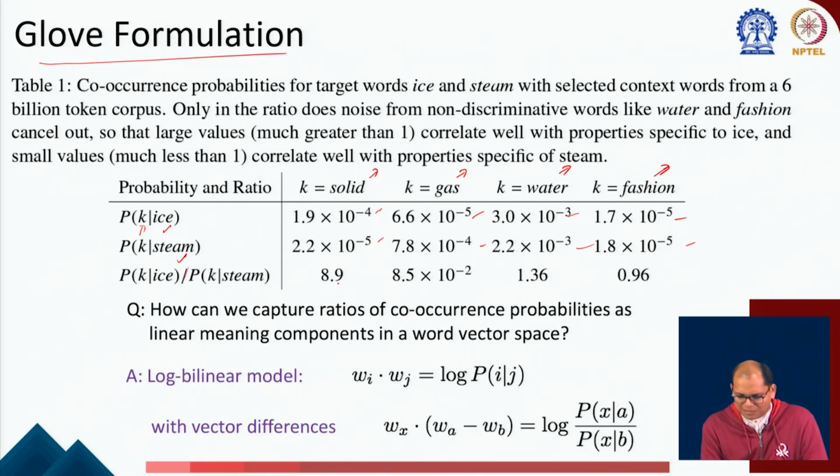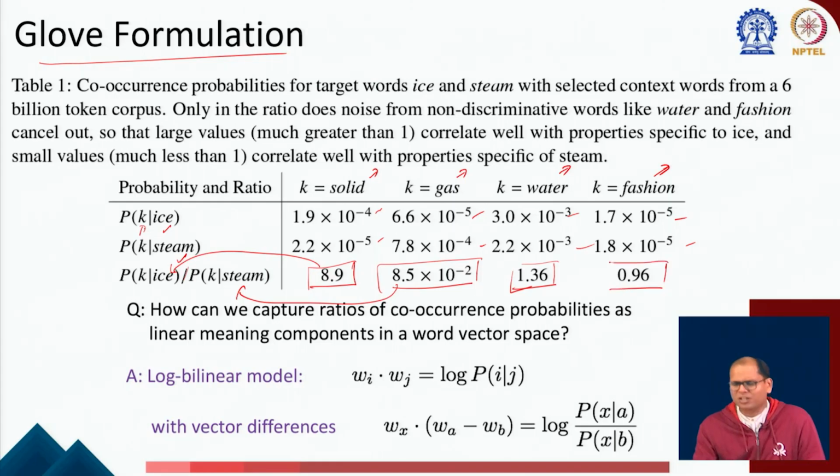So you see, solid is something that distinguishes the two, right. Solid has much more occurrence with ice than steam. Similarly, gas distinguishes the two because gas co-occurs with steam and not with ice, while water does not distinguish. Water occurs with both, and fashion does not occur with either of them. So fashion also does not distinguish between them. So that means if I take this ratio of the probabilities, this can be a good metric.